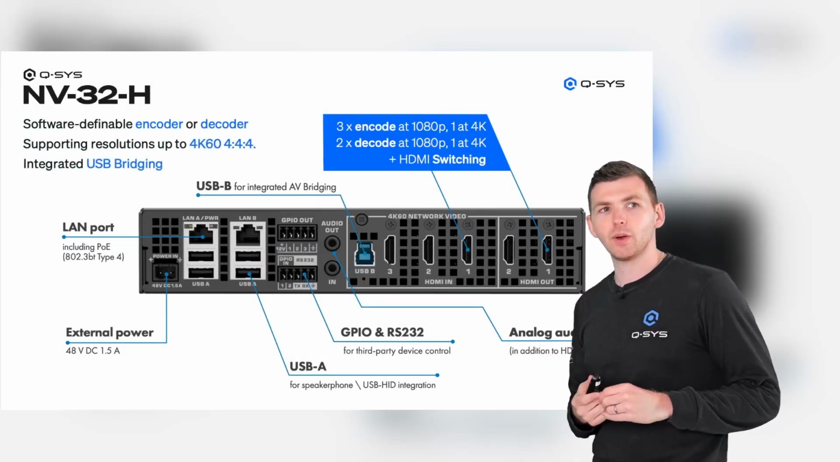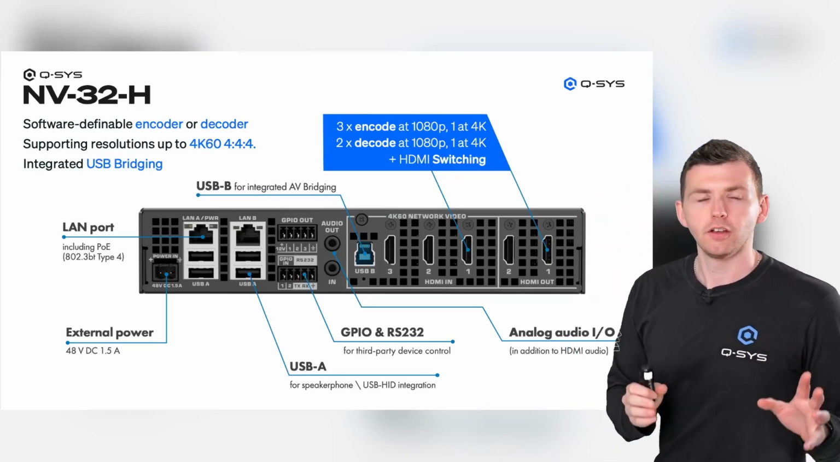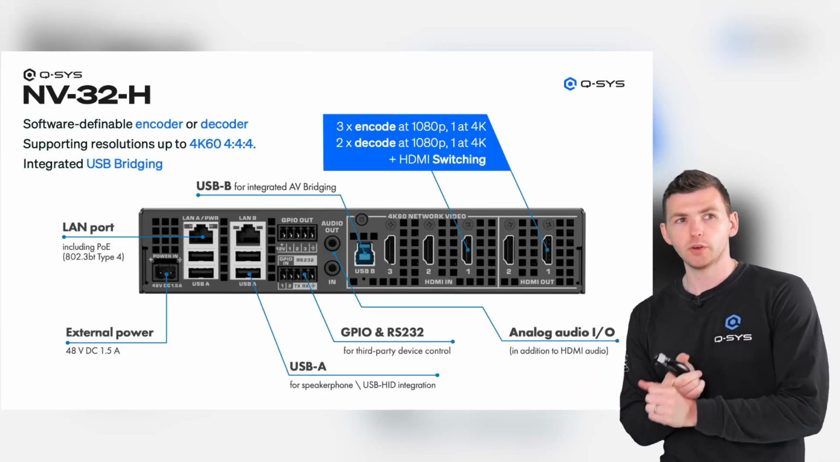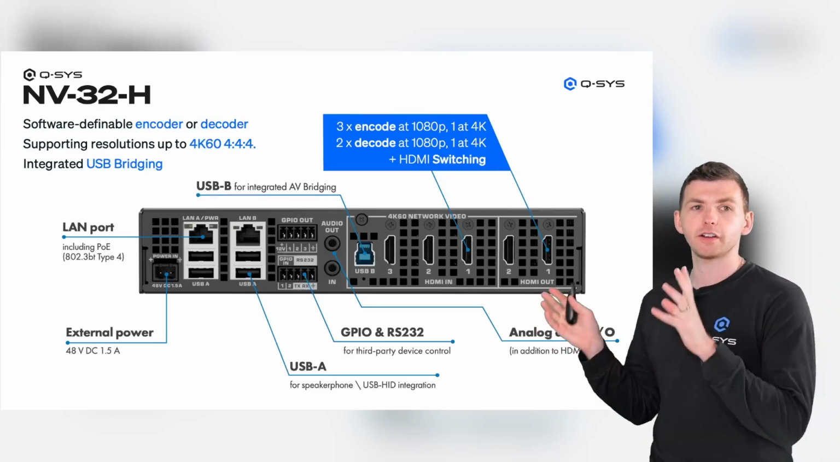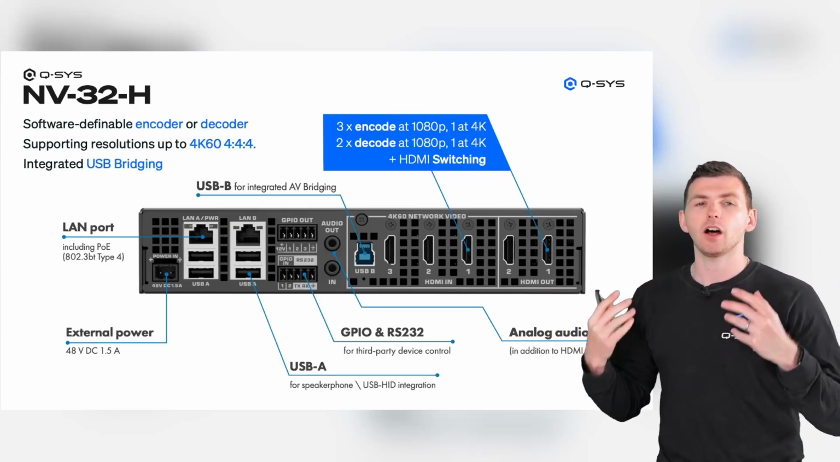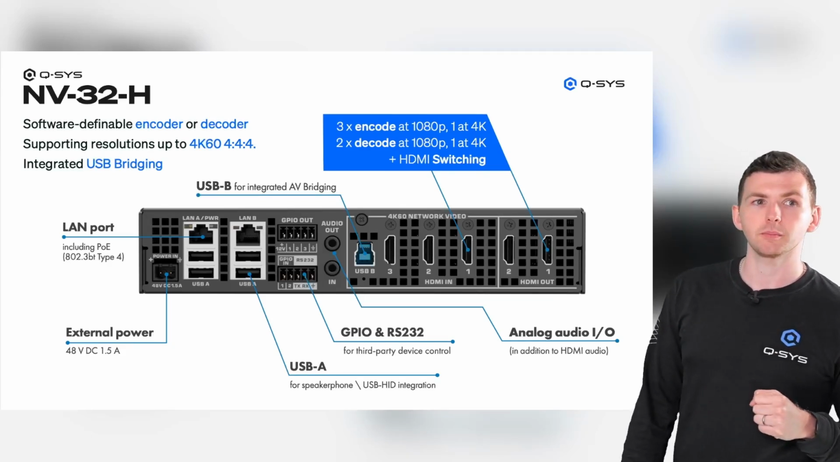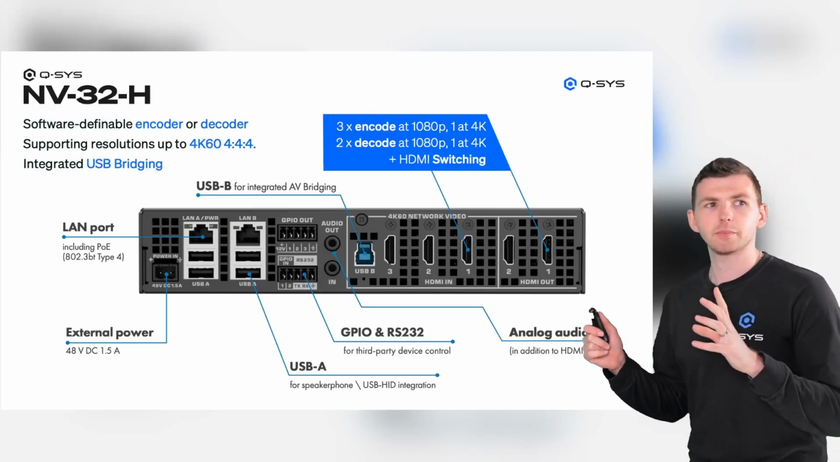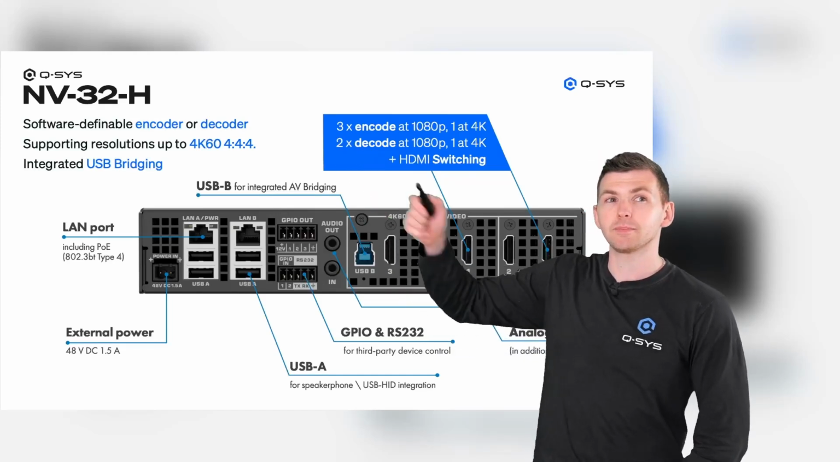Now with the NV32H, this is designed to be a sort of one-stop shop for all kinds of things you might want to do with video, while also including USB bridging and a bunch of other features which we're going to get into. It's a very exciting piece of hardware that does a whole lot of stuff using, of course, software and all of its processing power. All right. Now, there's a lot of stuff on the screen here. I just want to point out the fundamentals. This can be an encoder or a decoder, as you can see up there.